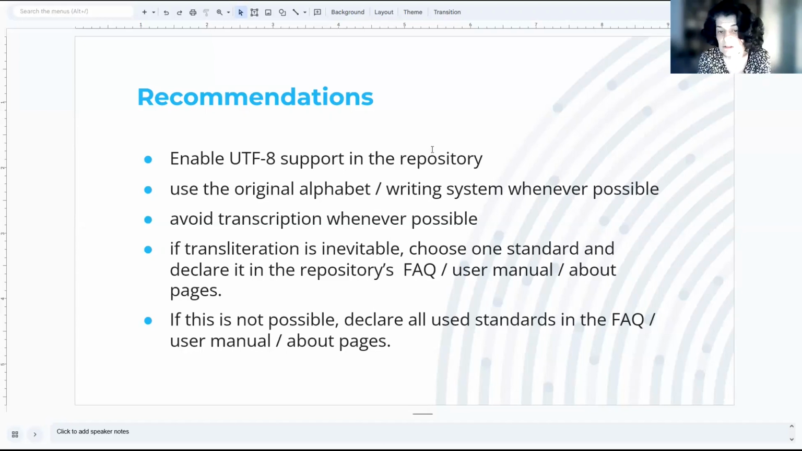I can say that in my repository, we had some metadata imported from different systems, from library catalogs or some older databases, and they were transliterated. And over time, we managed to curate these records and to replace them with the UTF-8 original titles. So there should be a kind of a plan, but you should be very transparent if you're using transliteration or even transcription. If you have to, then write that down so that users know which standards you are relying on.